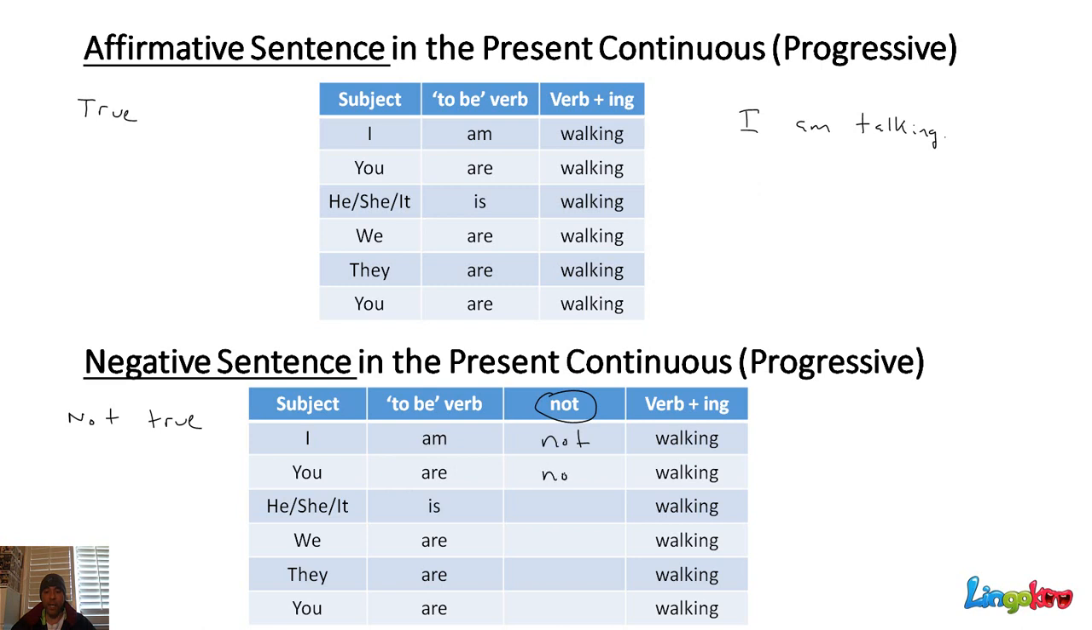You are not walking. He, she, it is not walking. We are not walking. They are not walking. And the plural you. You are not walking. So if I had "I am talking," and I wanted to make the negative sentence, all I have to do is find the to be verb, and after the to be verb, I put not. I am not talking. Okay? To my friend.